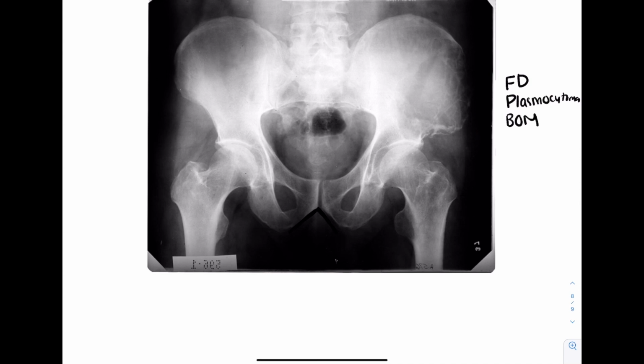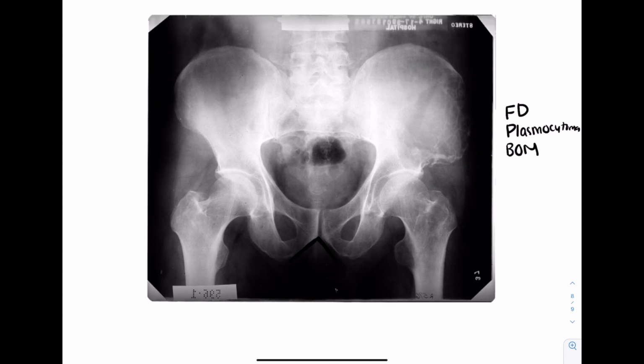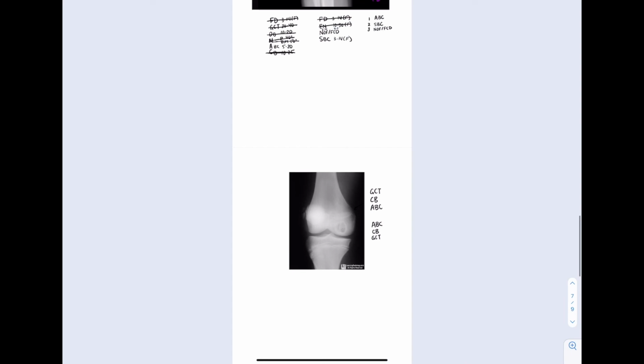main ones. And so for this individual, I don't know their age. So if they're between 40 and 50, I would put plasmacytoma first. And if they were over 50, I'd put blowout mets first. And then fibrous dysplasia would be the last one on my list. And those are all of my examples for you.